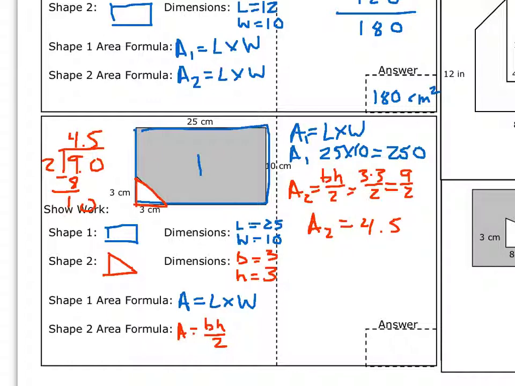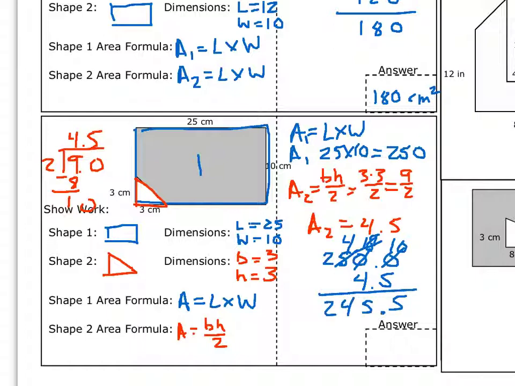You subtract. Now be very careful with the subtraction. Make sure you have it lined up properly. This is 250. This is 4.5. I need to throw on an extra 0 there so my decimal points can line up. Borrow. Borrow again. 5, 5, 4, 2, decimal straight down. 245.5 centimeters squared.